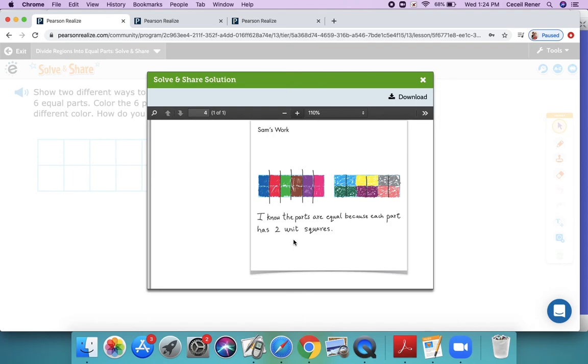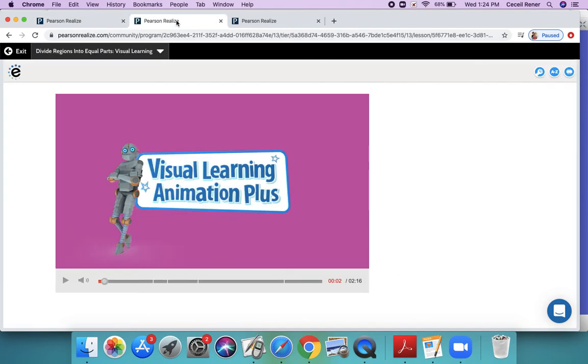Now, what we can see here is that a region can be divided into equal parts because these were divided into equal parts. Now, each equal part of the whole is known as a fraction. And we're going to learn more about this. So let's get ready and let's look at our visual learning video.